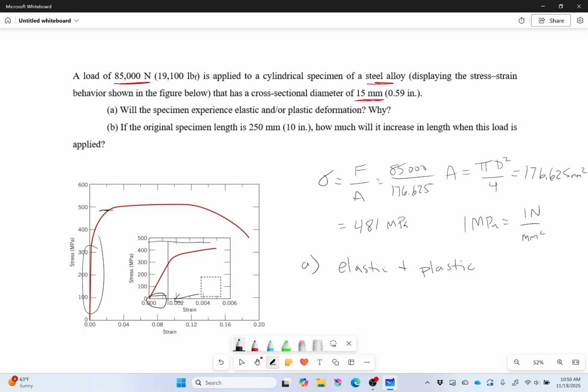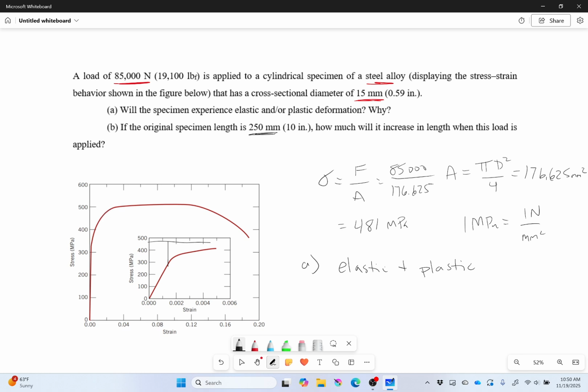Okay, now we have to ask ourselves, well, for this loading, if it was originally 250 millimeters long, how much will it increase in length when this load is applied? Now, you might think, there's no way we can solve that. We actually can. It's not a horrible question. So how do we do that?